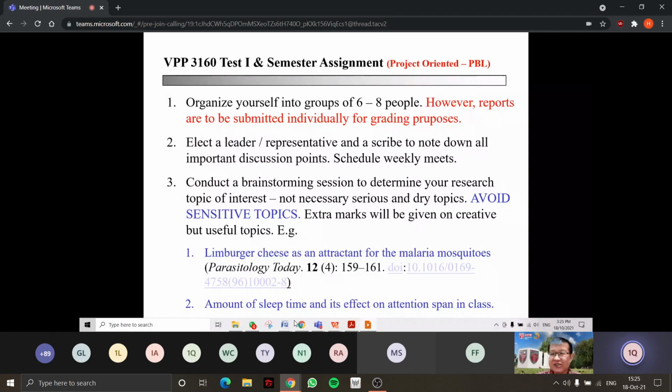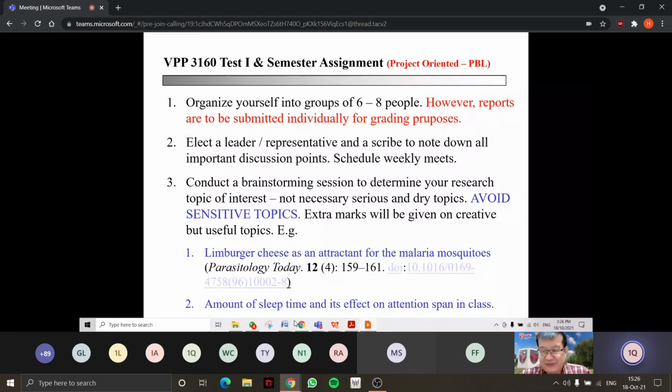So think about something that is actually interesting. I'll leave it to the class rep to negotiate with you on how many groups you want to create for the team. Not too many, because if there are too many, then by the time you reach your presentation in week 13, week 14, there will be a lot of groups to present.